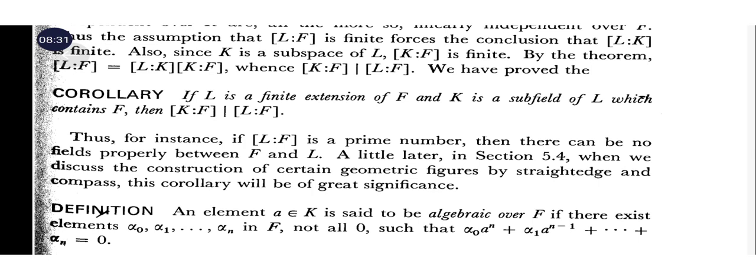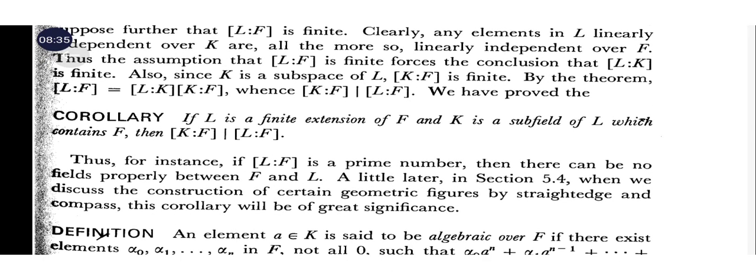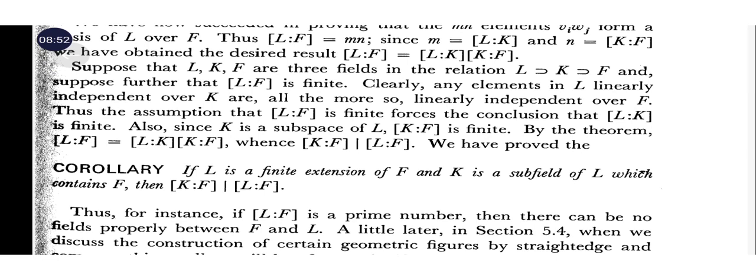Using the above theorem, we have a corollary, which means if L is a finite extension of F and K is a subfield of L which contains F, then prove that [K:F] divides [L:F]. For this, we consider the assumption that [L:F] is finite and [L:K] is also finite. Since K is a subspace of L, [K:F] is finite. By the above theorem, we have [L:F] is equal to [L:K][K:F]. And from this, taking this [K:F] to the left hand side, we get [L:F] divided by [K:F] equal to [L:K]. Thus we get [K:F] will divide [L:F].